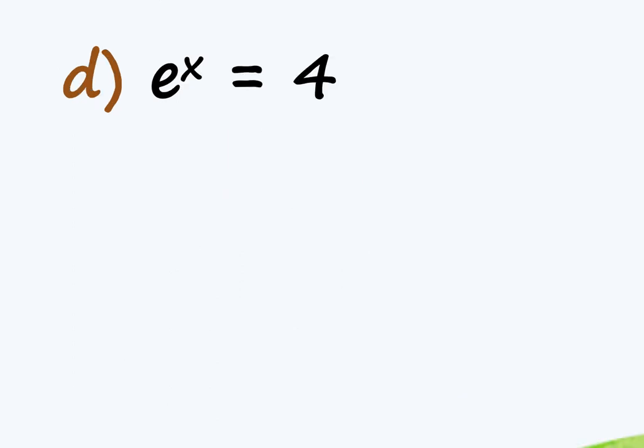What'd you get? Good. ln of 4, or 1.386. We'd ln both sides. Ln of e cancels just to give you the x. And x would equal ln of 4, or 1.386. Where's the ln? On here, there. Oh. Yep. Good so far?